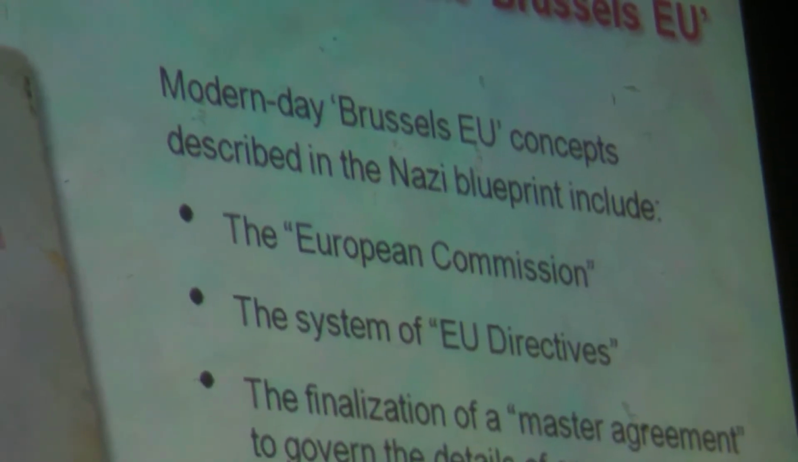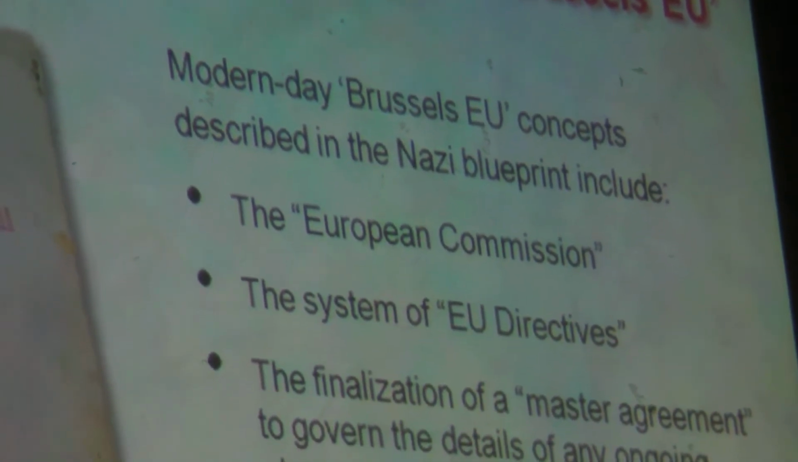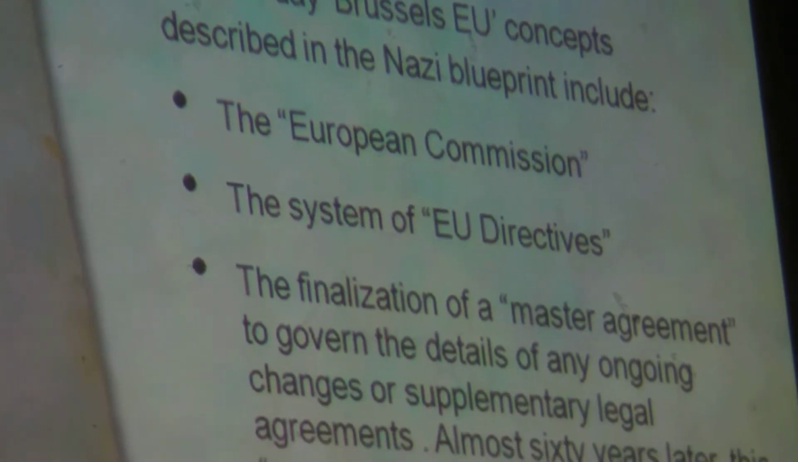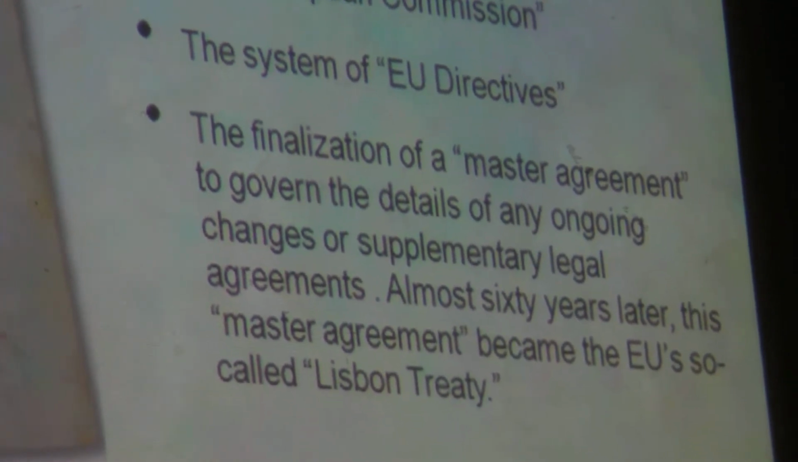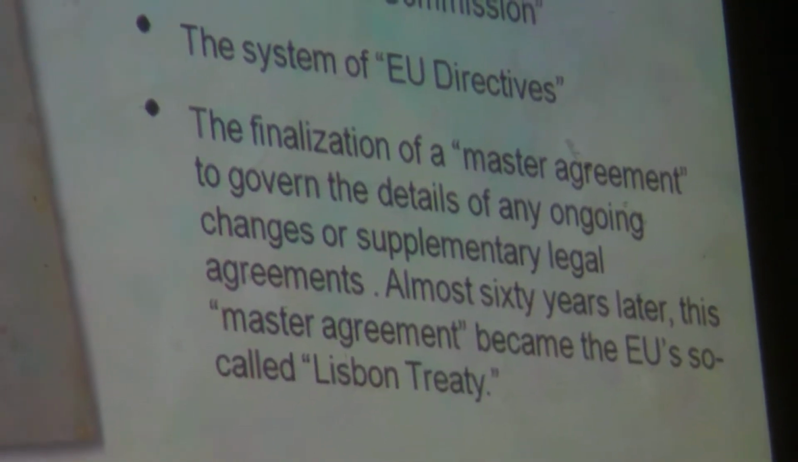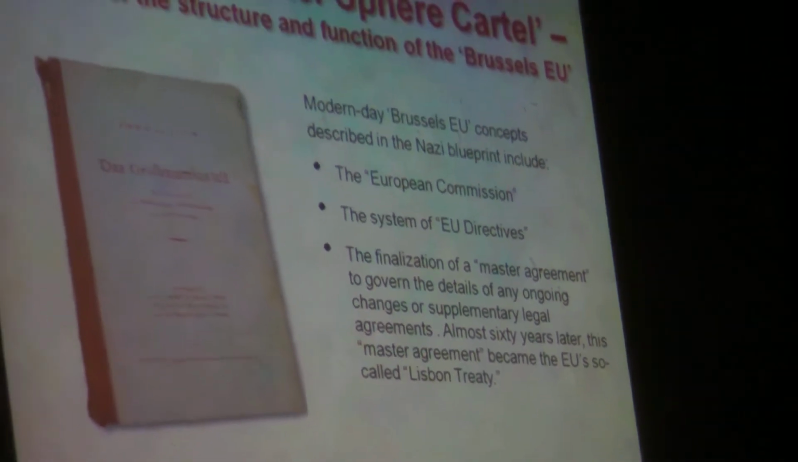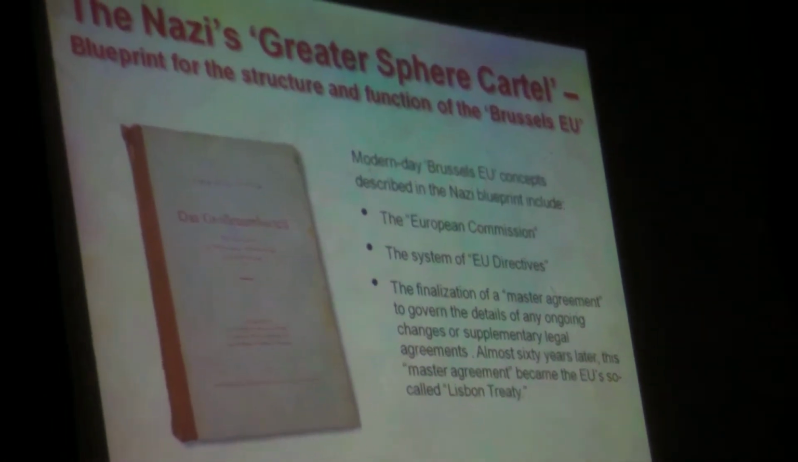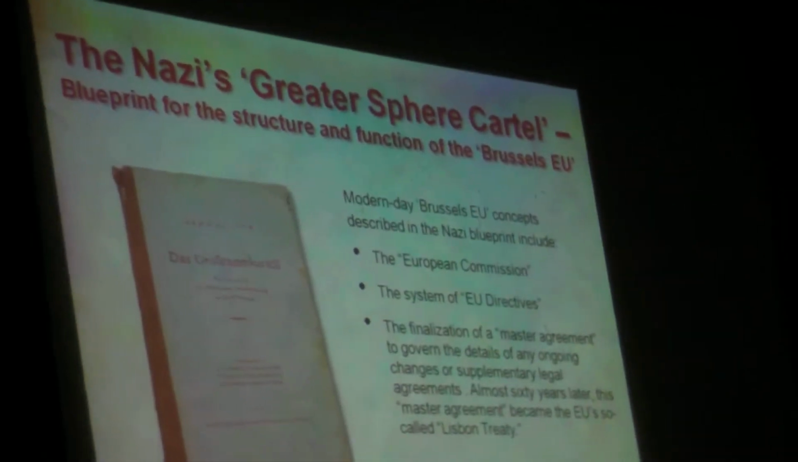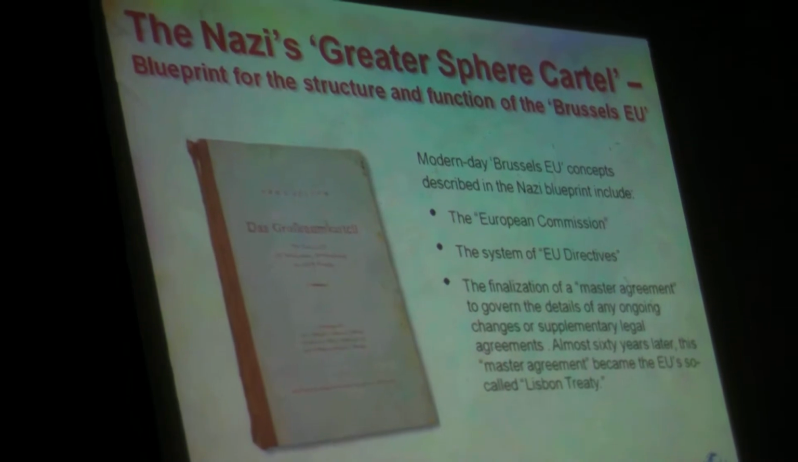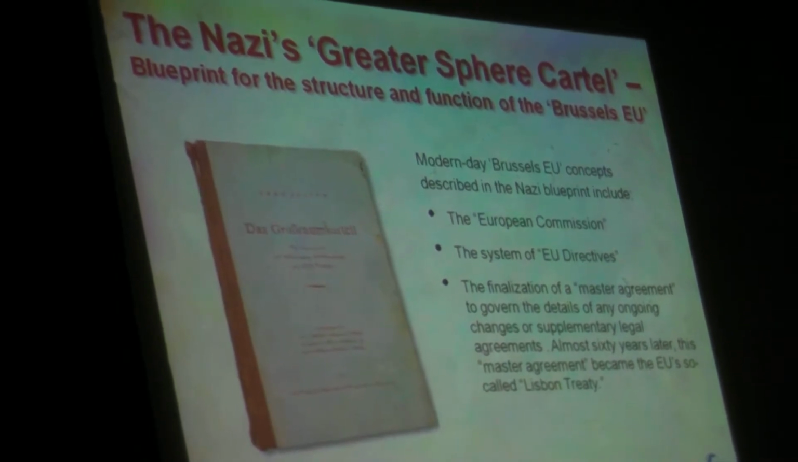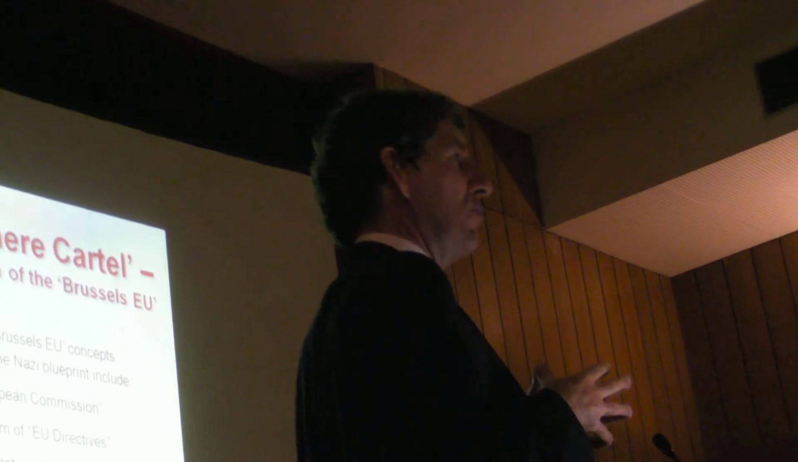For any of you who don't know, the European Commission is a 27-person executive body. It is the executive body of the European Union. None of the 27 members of the European Commission are elected. We don't get to choose who they are. They're all appointed. But they're still the executive body of Europe. The concept of the European Commission features prominently in Scholzer's book, as also does the system of EU directives.